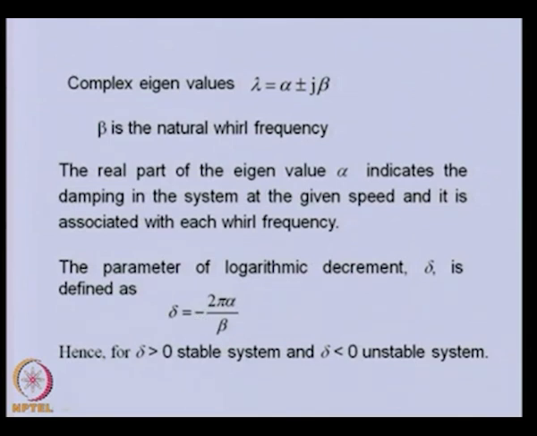That means if this is more than 0, positive, then the system will be stable, and if it is negative, then the system will be unstable. In the subsequent lecture we will see this stability aspect in more detail, but with the finite element formulation of the state space form, we can judge the stability of the system directly using the logarithmic decrement.